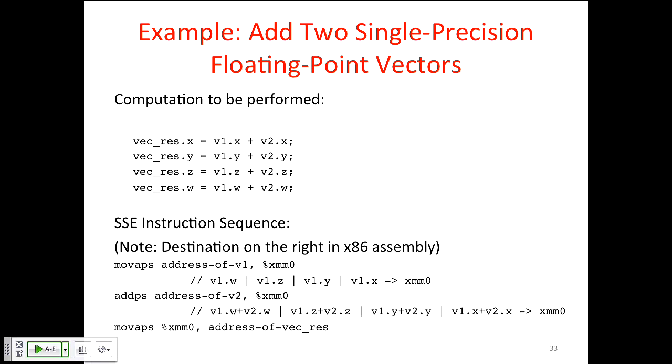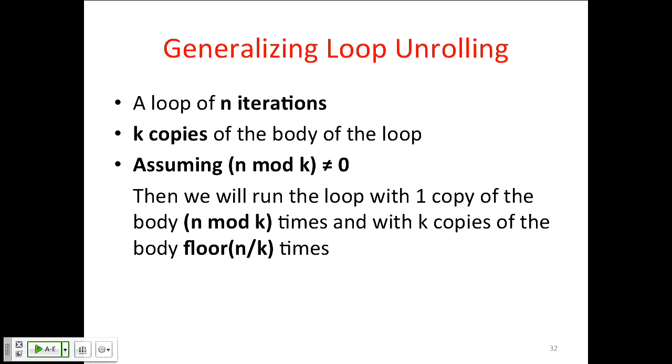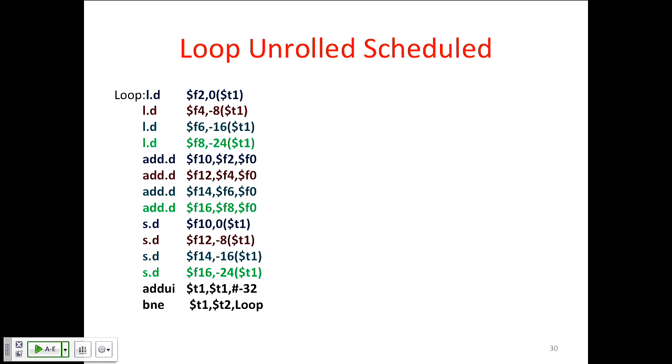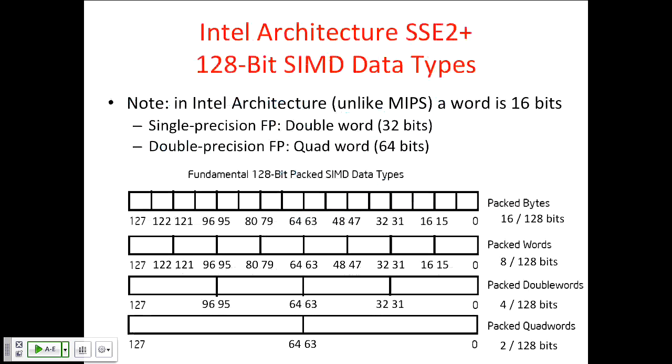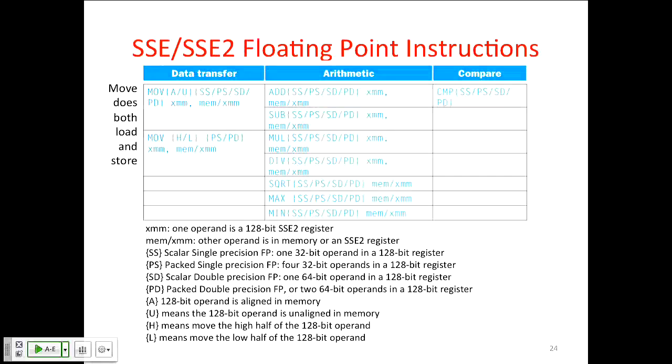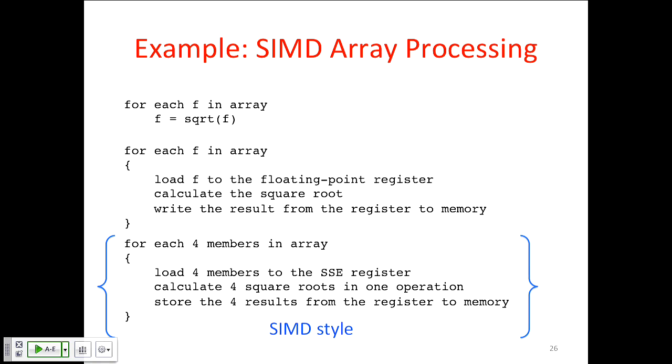There's another opcode that says I don't know what the alignment is, so let me go back to the table. So move instructions have this option of A or U. A means it's aligned in memory. U means it may be unaligned in memory. And it actually just executes slightly faster if you tell it it's actually aligned, right? That's what the A means.